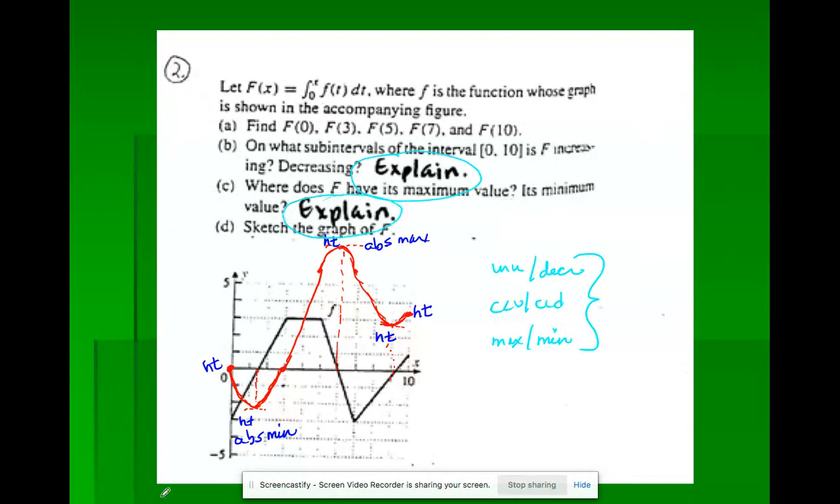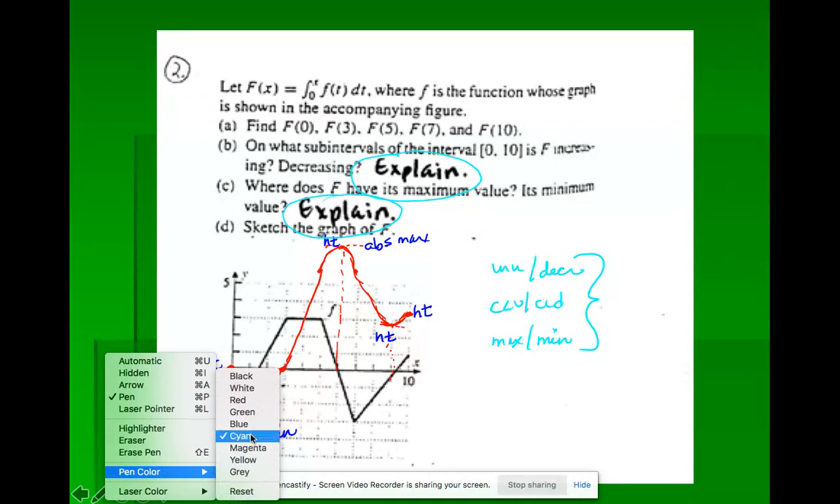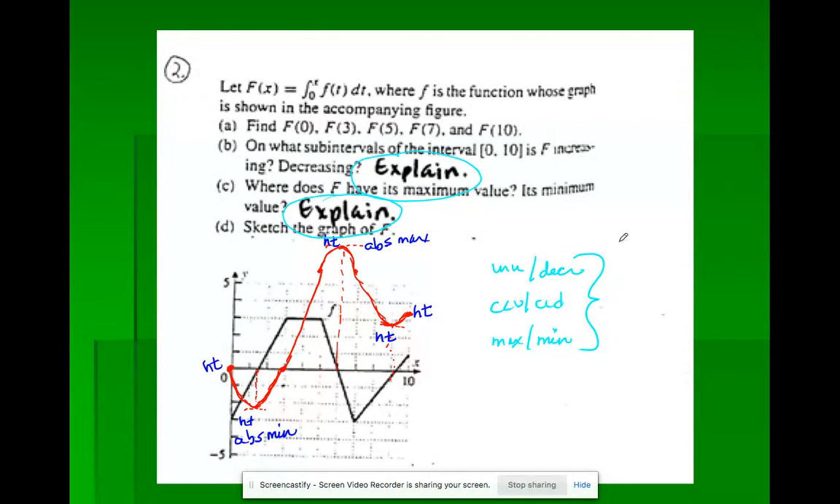And when you are asked to explain any of those, always, always, always start off with the fundamental theorem. It is fundamental. And then you talk about the first derivative tests, which is old news.